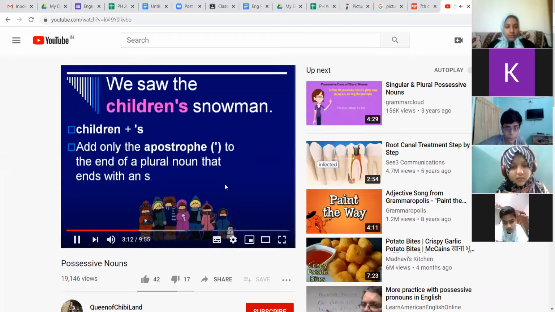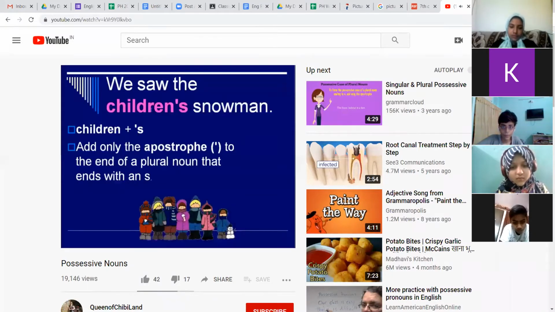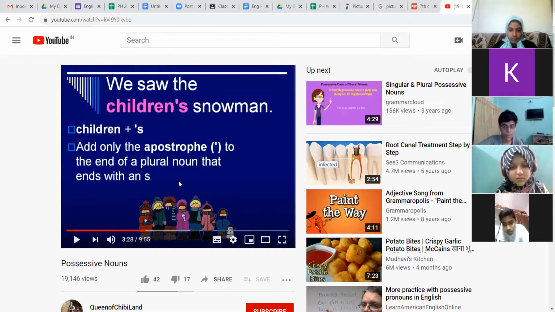Here that you need to write down is up here. We saw the children's snowman. All right, so sometimes, boys and girls, the possessive noun is plural, or it means more than one already. So children here, we're talking about more than one child. Okay, did you understand? Usually we add an apostrophe S to a singular form of a noun.